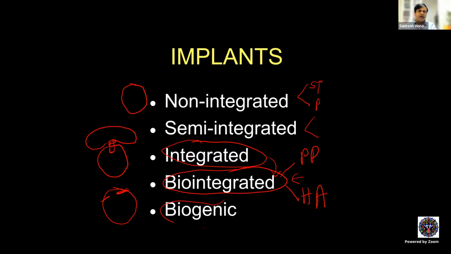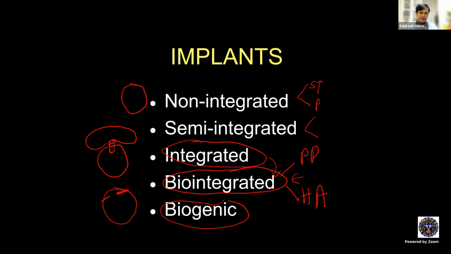Biogenic implant is a dermis fat graft. So if I made it complicated, let me make it simple. Non-integrated is one where there is no integration with either orbital soft tissues or the prosthesis. Classic example is a Mule's implant or a sphere or a ball, which is classically made up of PMMA or silicone. These are the two materials.